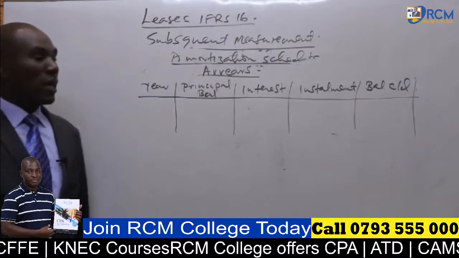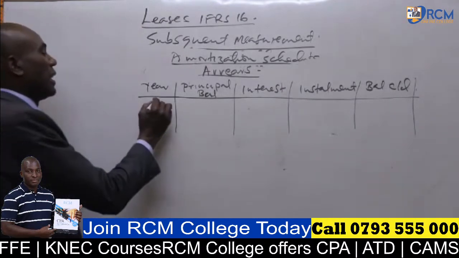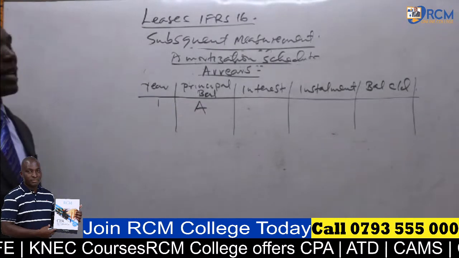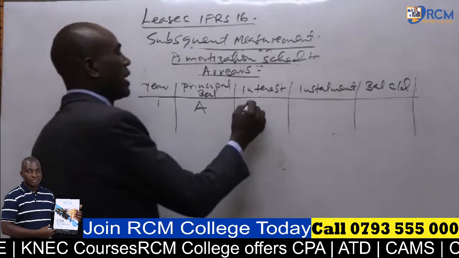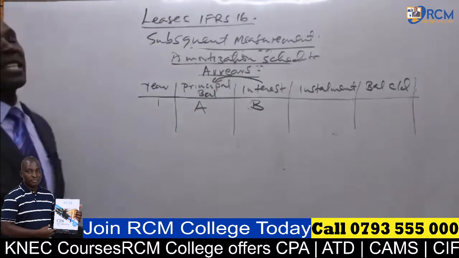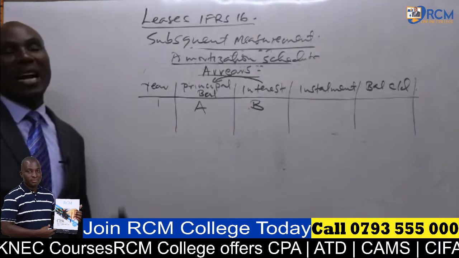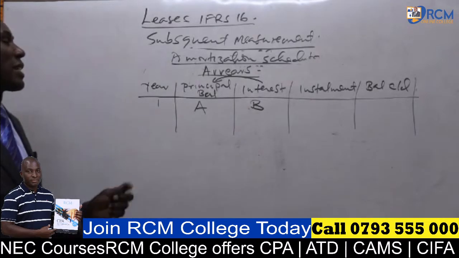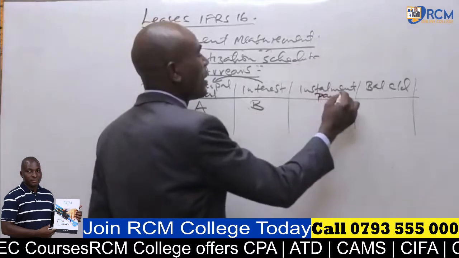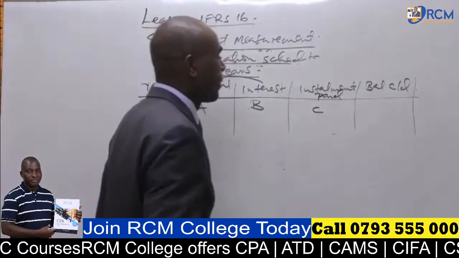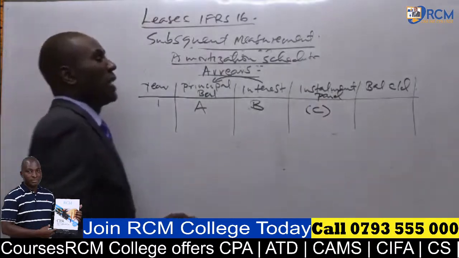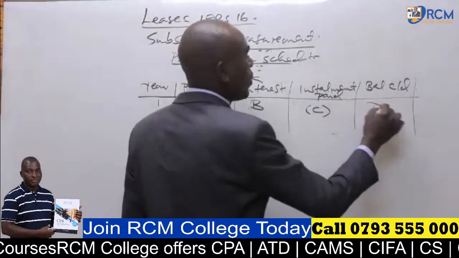Okay, like here in year 1, my principal balance, let me put A. Interest, let me put B. This interest we charge on this principal balance, the interest implicit in the lease. How much are we charging at the market rate? We charge it on the principal balance. Then we come to installment paid, let me call it C. Then we come to balance at the end, we call it D.